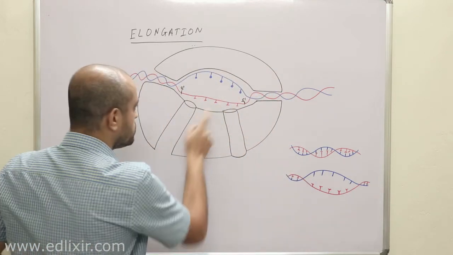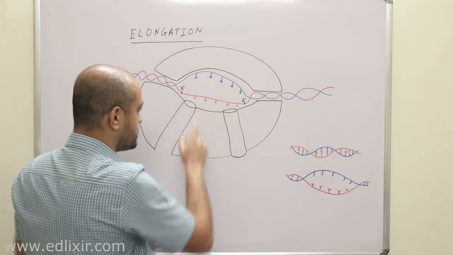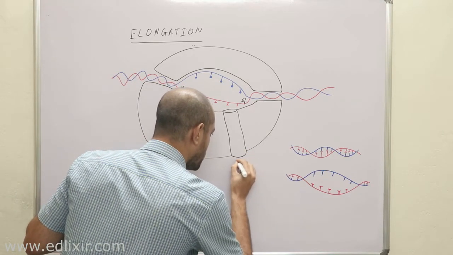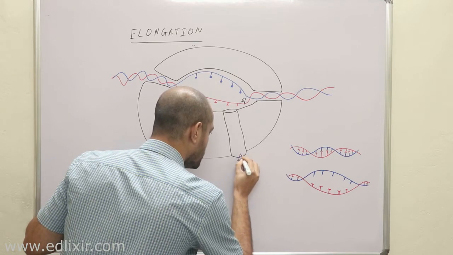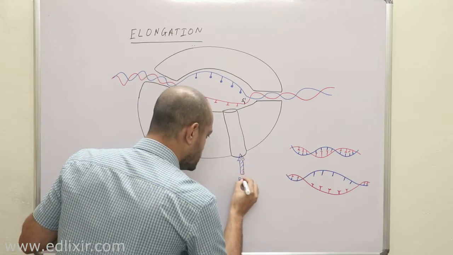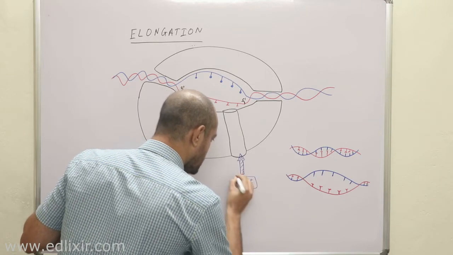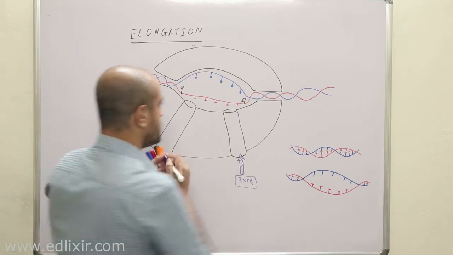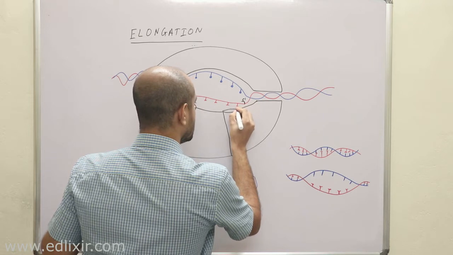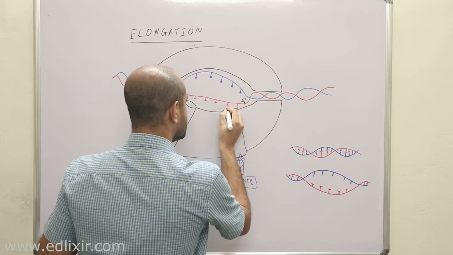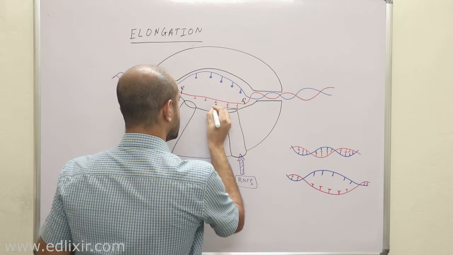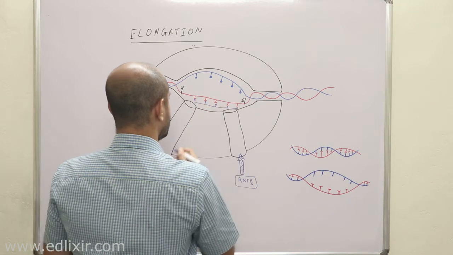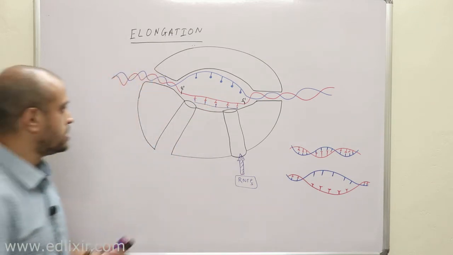Now, listen with all your attention. When these bases are flipped, from here RNTPs will start entering, and RNTPs will now interact with these flipped nitrogen bases. Clear?